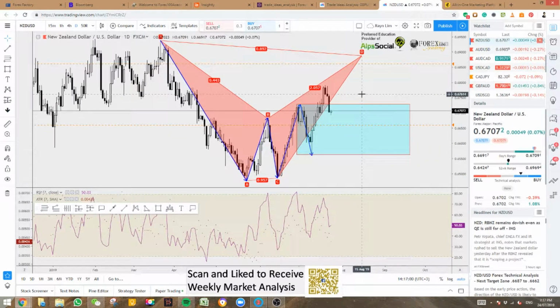So right now, what do I wait for? I'm waiting for this movement to come back down into this area, into this buy zone, for a buying opportunity for me. Okay, so that's my trade plan.